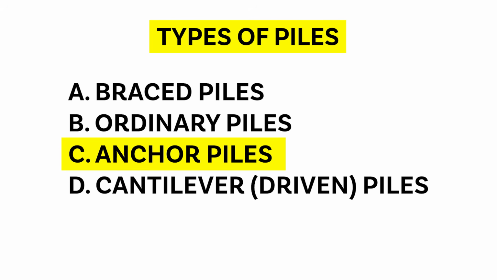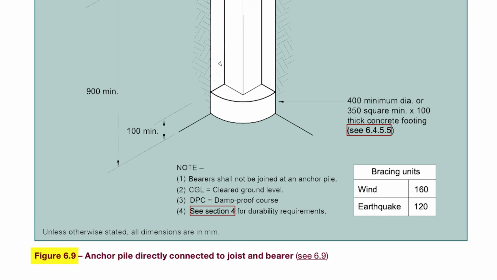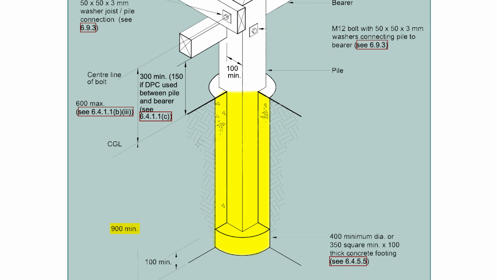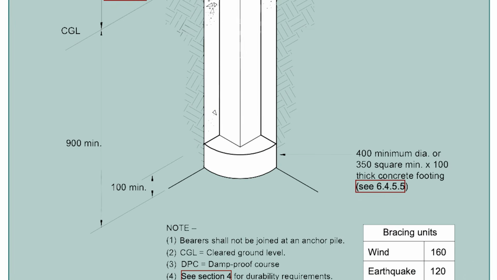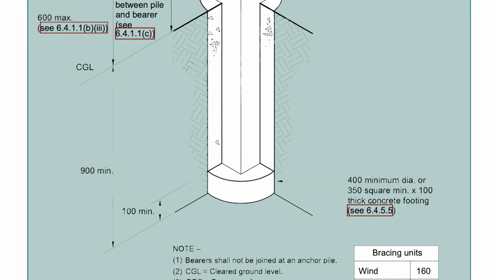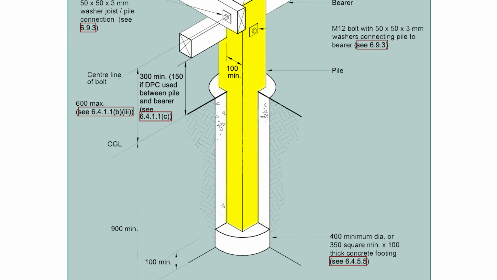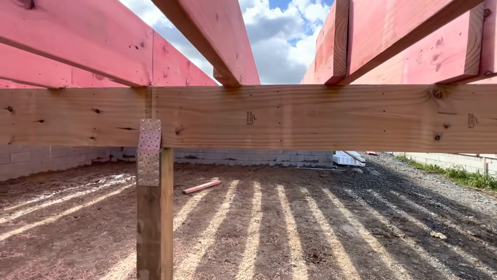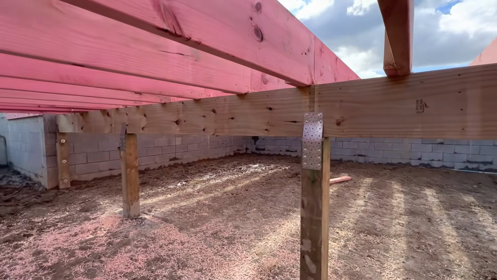So moving on to anchor piles. In this drawing here, figure 6.9, you can see that the pile hole is a minimum of 900 mil into clear ground with a 350 mil square hole, or it's important to note for all of these, you can drill a round hole, minimum 400, and the pile itself goes into the hole 800 mils with 100 mils of concrete at the bottom. And an anchor pile can only be a maximum of 600 mils out of the ground.